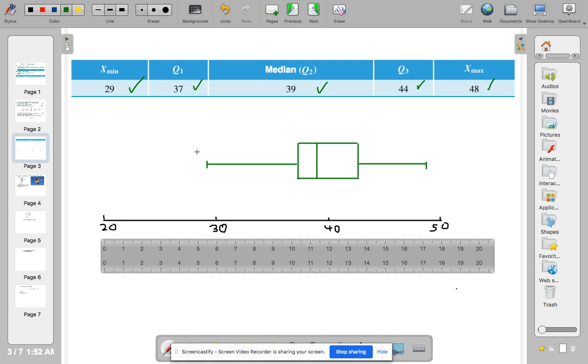Now I can mark these in, which is always a good thing to do. So we've got 29 there, 37 there, 39 there, 44 there, and 48 there. And there we go. There's our first box and whisker plot.